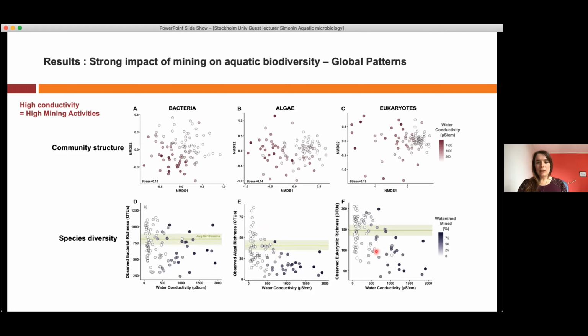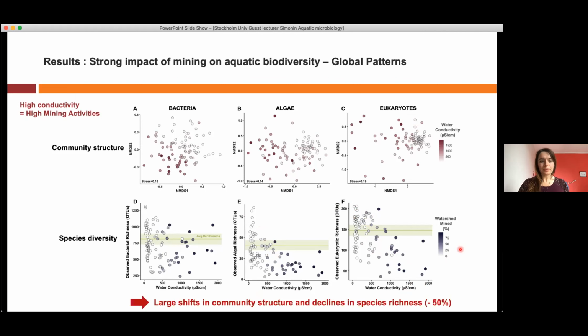So you see that it's not only a recomposition, a restructuration of the community, it's mainly driven by a loss of diversity. And so we found that those declines in species richness averaged about 50% loss of diversity for those different groups.